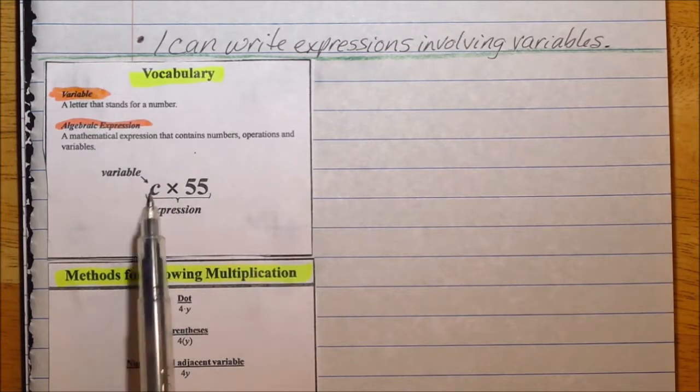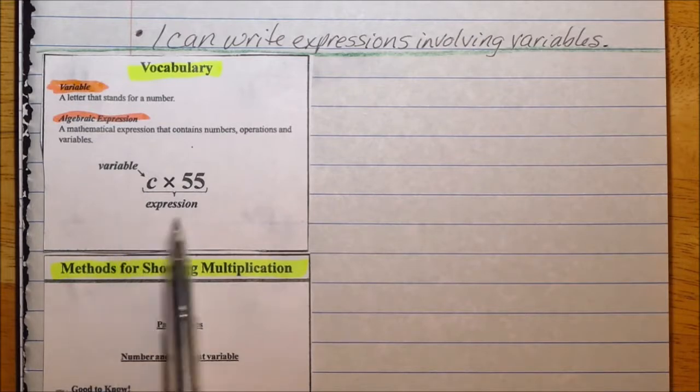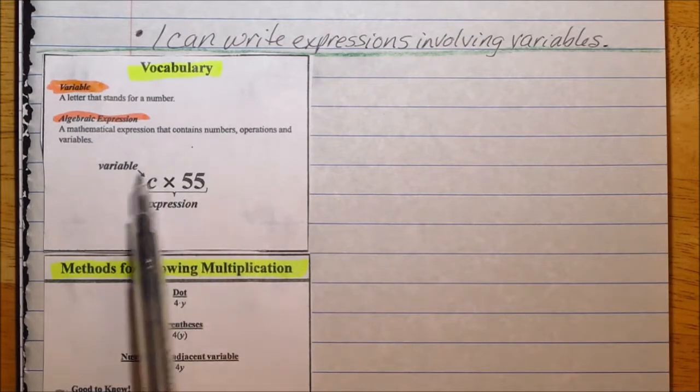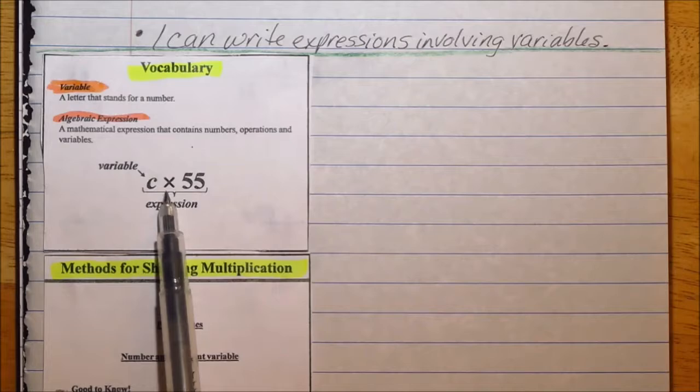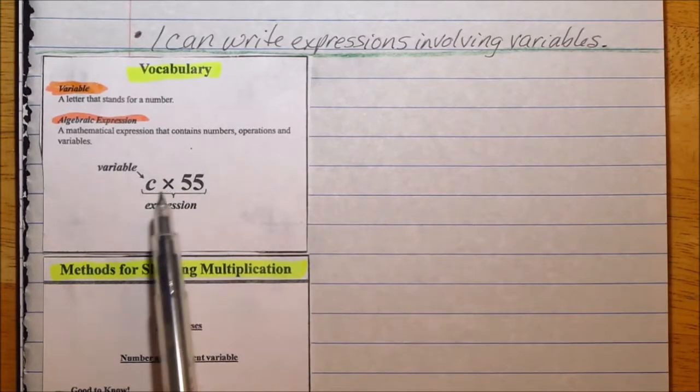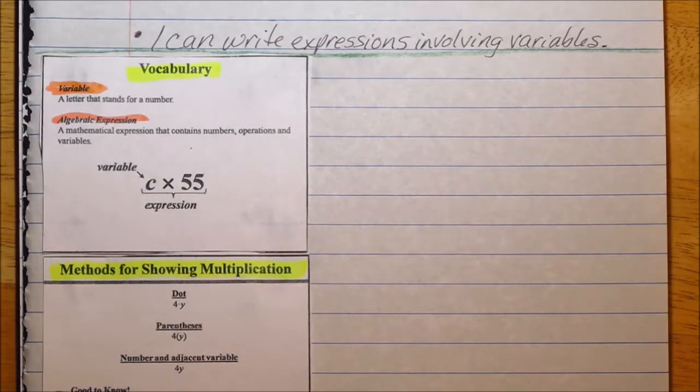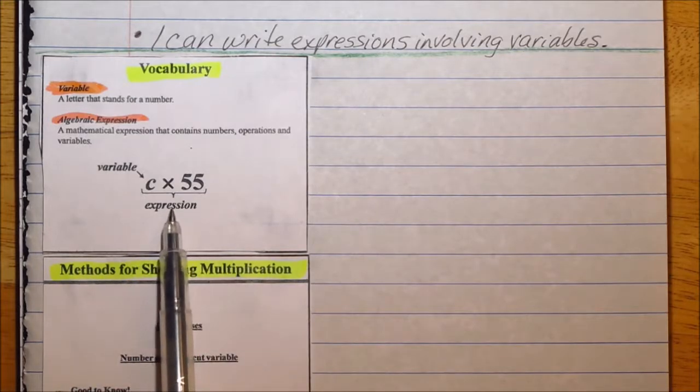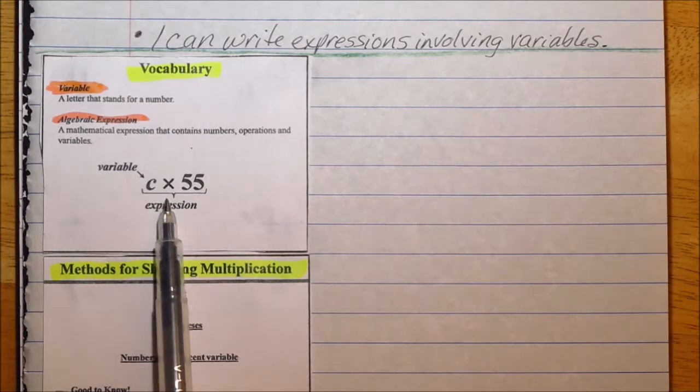All right, so they're giving us an example here. This C times 55, which is really weird that they put that times symbol like that. Maybe because according to this letter, we haven't talked about the methods of showing multiplication. But in an algebraic expression, we would not use that. Why?